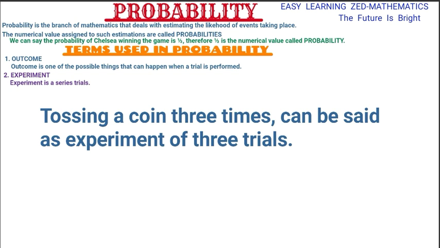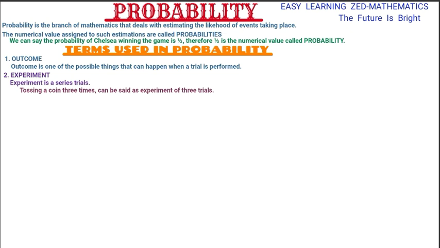So where I'm saying a tail, it should be a coat of arms. That means I have an experiment of 5 trials. The experiment is the total number of trials. It can be an experiment of 1 trial, or 2 trials, or 3 trials, or as many as possible. So the total number of trials, that is an experiment.